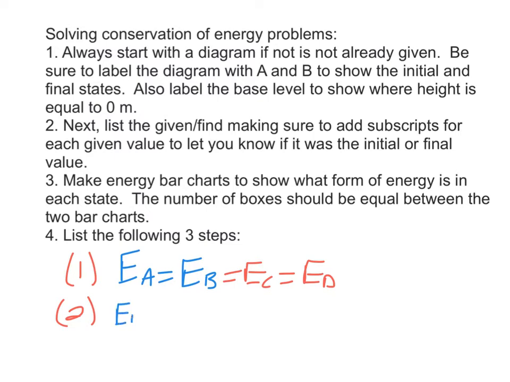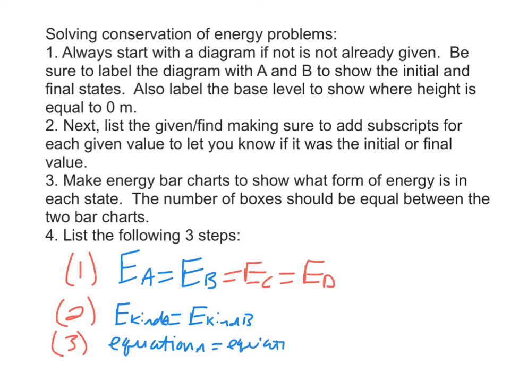is the kind of energy at A equaling the kind of energy at B. So what I mean is, is it kinetic energy at A? Is it gravitational energy? You want to show what kind. This should be E kind at A equals E kind at B. And then the third step is to write the equation for each one. So the equation for your types of energy at A equaling the equation or equations for your energy at B.